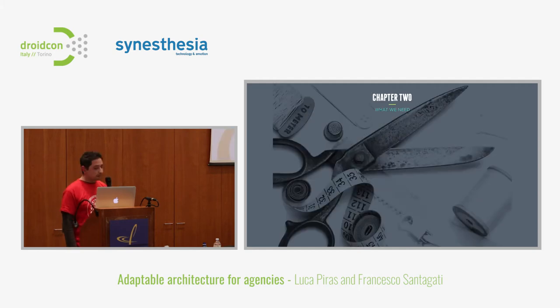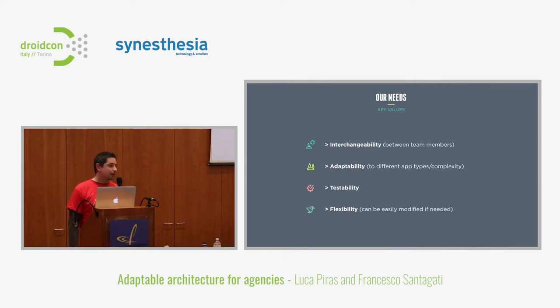So we took a step back, and to answer this question, we analyzed how our teams work and what we really need from our architecture. This is a really important thing. It's better to fix the points before starting to design and develop your architecture. So we defined these as our key values: interchangeability between team members, adaptability to different app types and complexity, testability, and flexibility. I will explain this in detail.